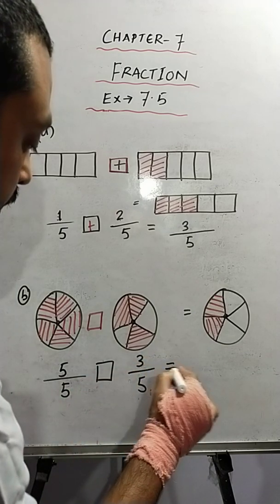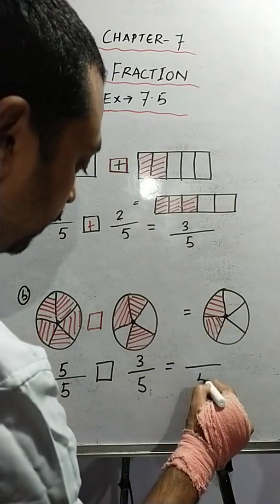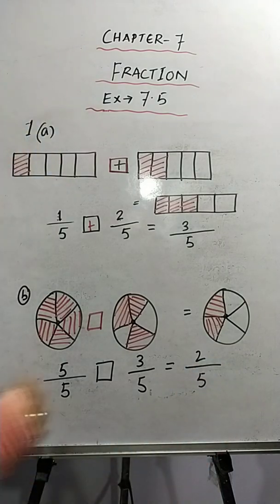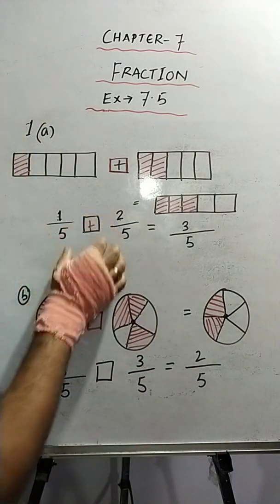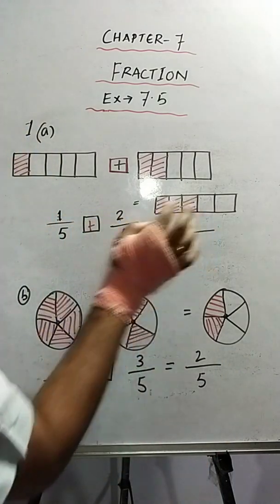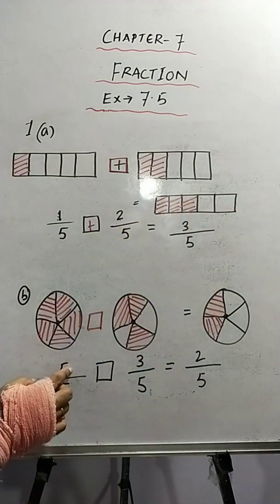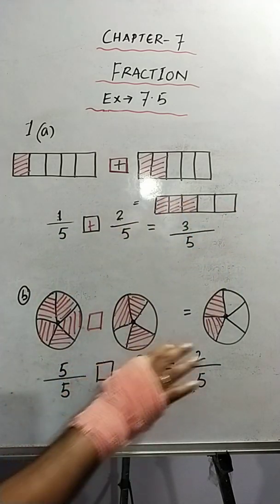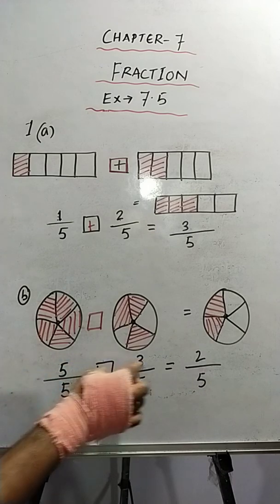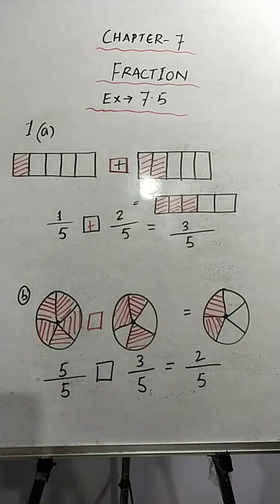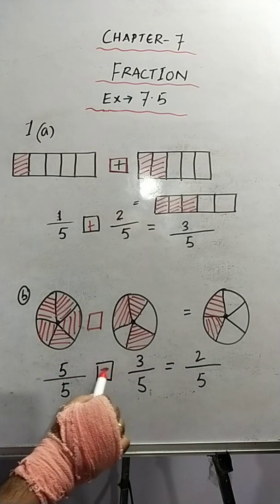And what is the result showing? 2 out of 5. So this time you see it is decreasing. The previous one was increasing: 1 plus 2, 3, increasing. But this time 5, 3, 2. So that is decreasing. That means 5 minus 3 is 2. That means what are we doing? Minus, isn't it? So we are doing minus here.